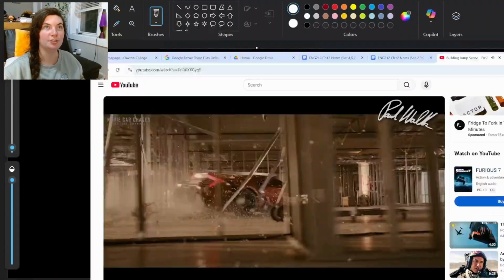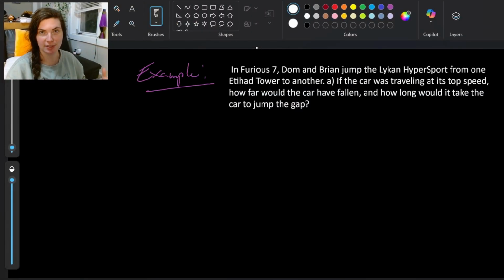So what we're going to do is some calculations of this jump, of this projectile motion problem, and talk about it and see what's going on in this jump from one building to another. So we have them jumping this car. The car that they're driving is a Lykan Hypersport, from one Etihad tower to another. If the car is traveling at its top speed, how far would the car have fallen and how long would it take for the car to jump the gap?